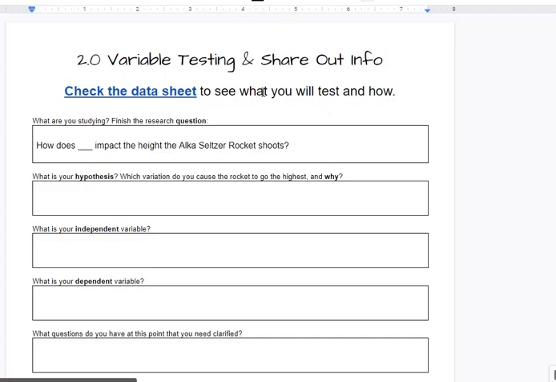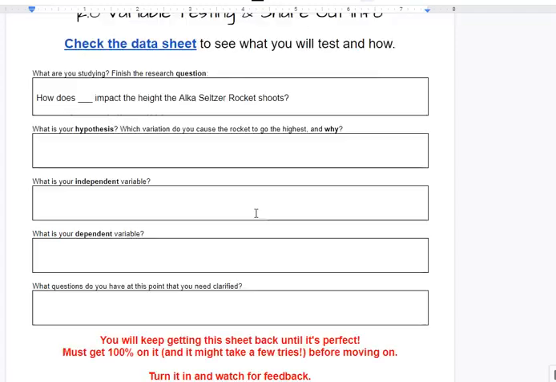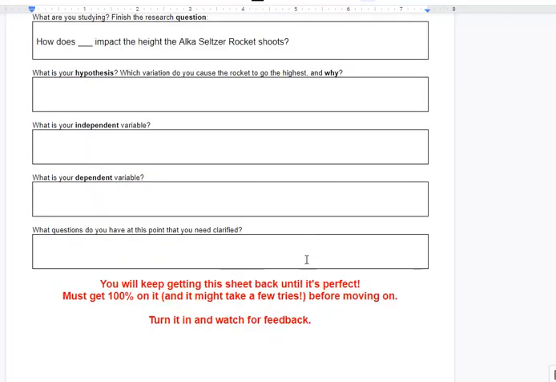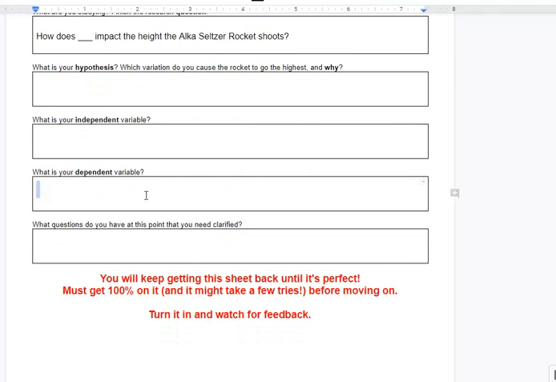And this they had to get 100% on, meaning they fill it out, they hit submit. If they have something wrong, I highlight it, maybe give them a hint if they're really struggling, send it back to them, they fix it, they submit it, and we keep going back and forth until it's perfect.